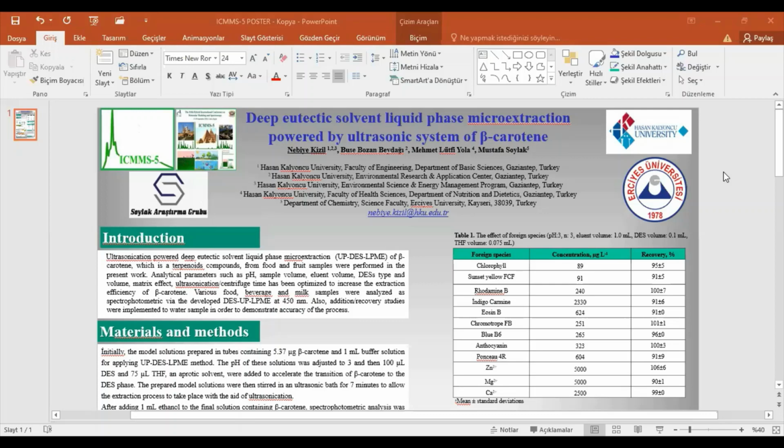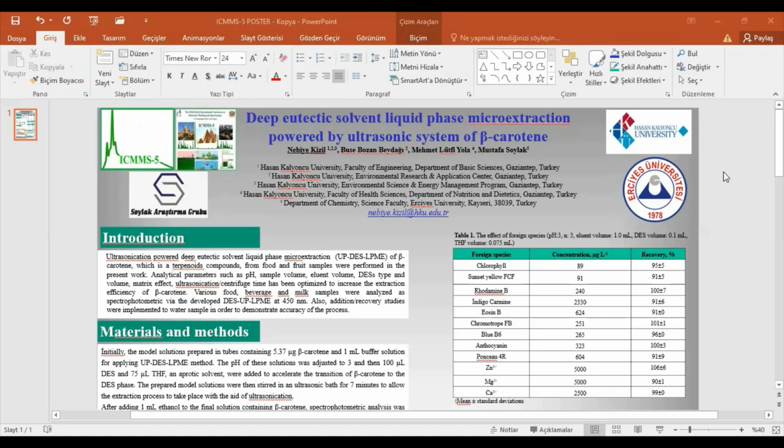Today, I will present our paper as a poster. It's about deep eutectic solvent liquid phase microextraction powered by an ultrasonic system of beta-carotene. The research work is mainly concerned with the extraction of beta-carotene, which is a bioactive compound, from food and fruit samples.